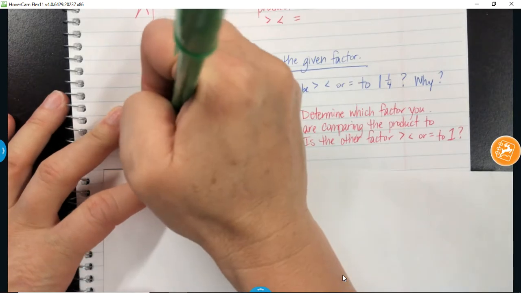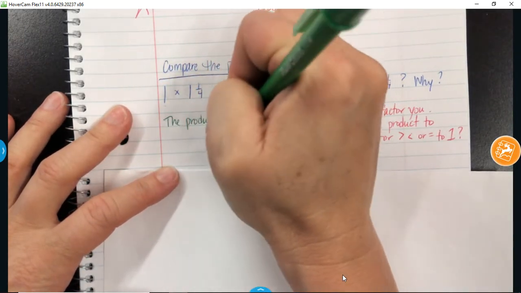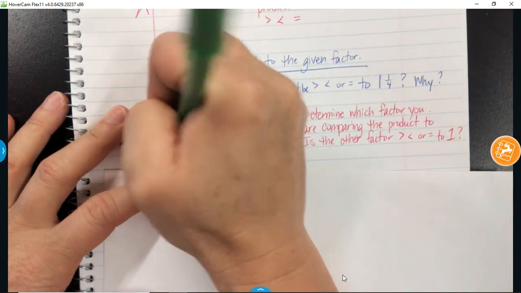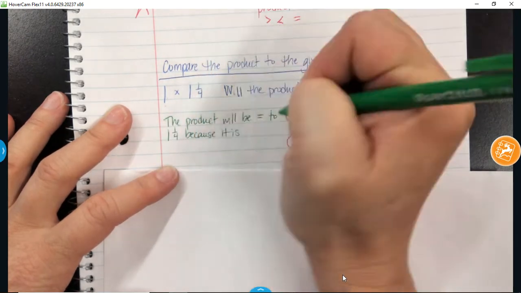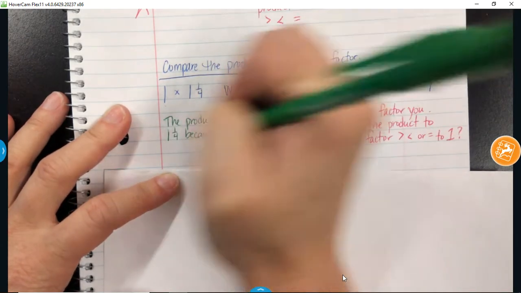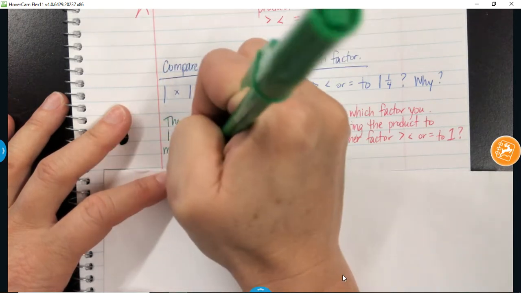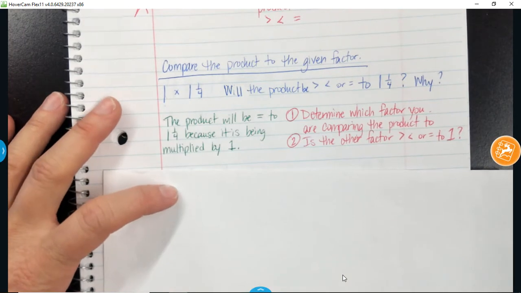Why? The product will be equal to 1 1/4 because it is being multiplied by 1, right? Anything times 1 is itself.